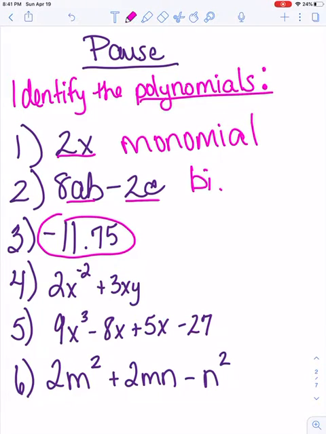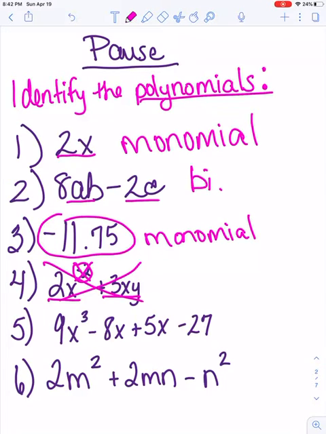So talking about polynomials, how would I identify this? It's a monomial, one term. Okay, looking at this one, we've got 2x to the negative 2 plus 3xy. It's tempting to say binomial, but remember, we cannot have the negative exponent, so we just don't even identify it as a polynomial. Okay, looking at the next one, number 5.